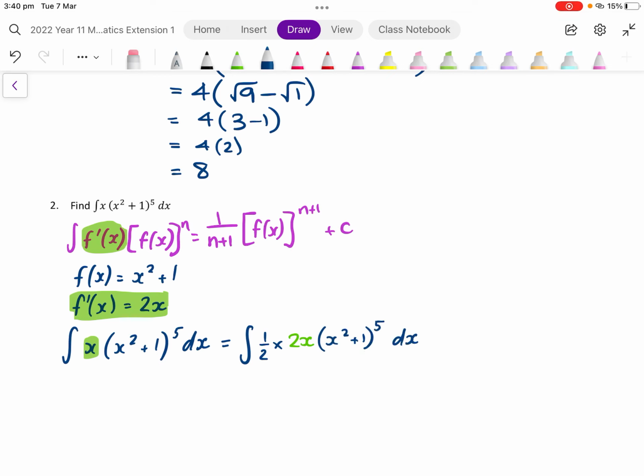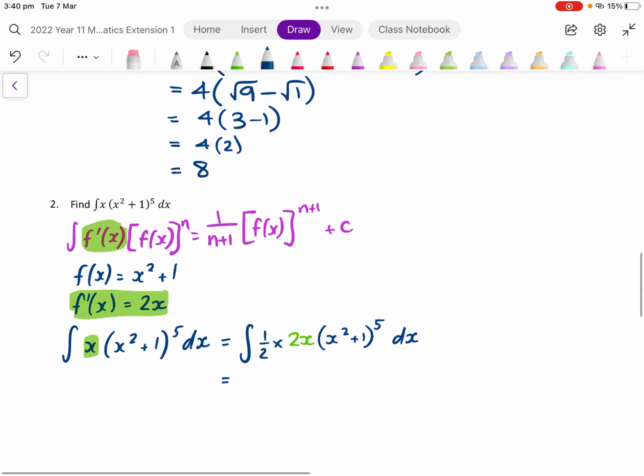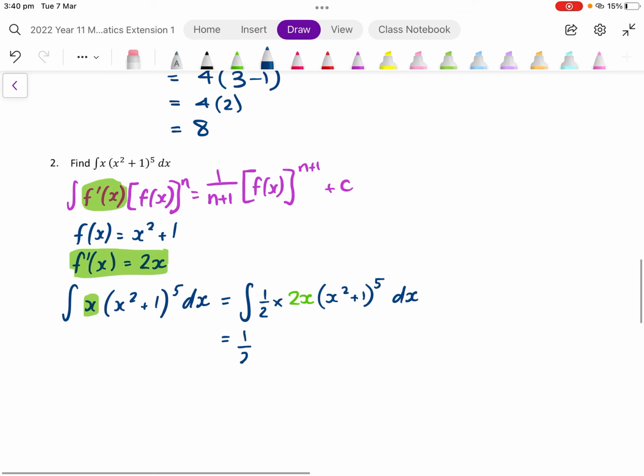So what we are doing is substituting in our derivative of f(x), which is 2x, and multiplying it by a half to get rid of the 2 so that it is equivalent to the x. From here we bring the coefficient of a half out the front so that we're just left with 2x (x squared plus 1) to the power of 5 dx, which is equivalent to our f dash x of f(x) to the power of n.